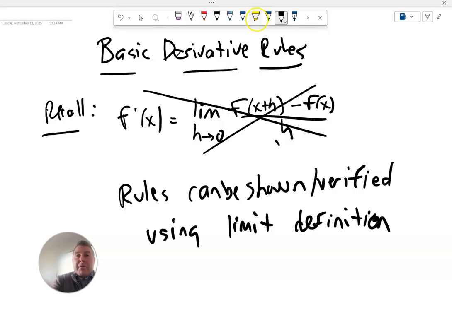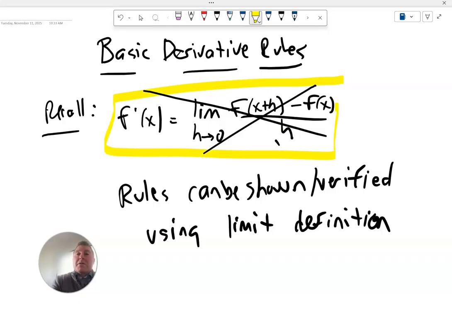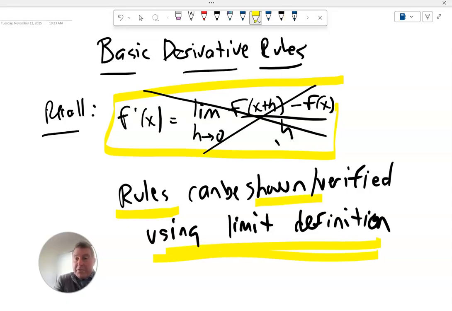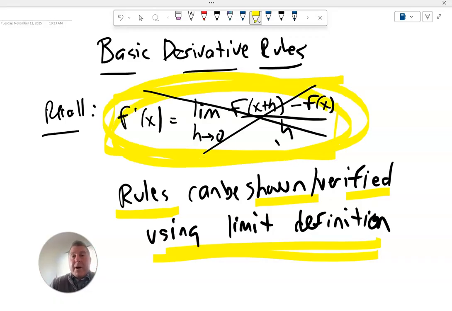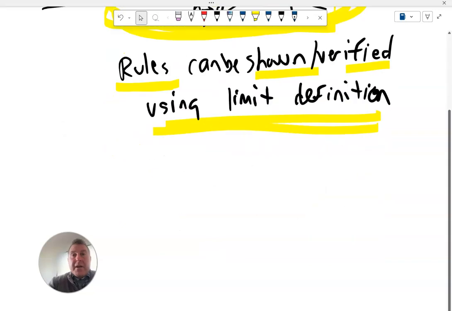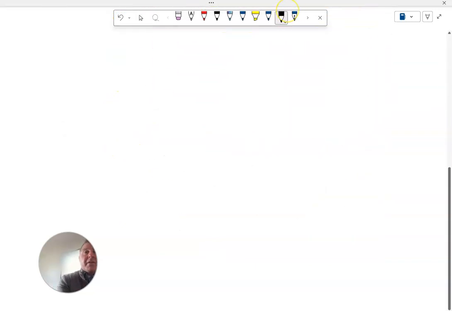However, we are no longer going to directly use the limit definition to derive functions. We're going to use these rules, quote unquote, shortcuts. But again, all of these shortcuts can be shown or proven or verified using this limit definition. So that said, here's what the derivative is.